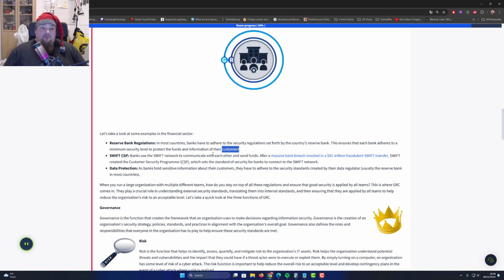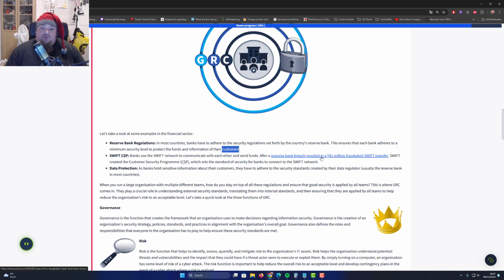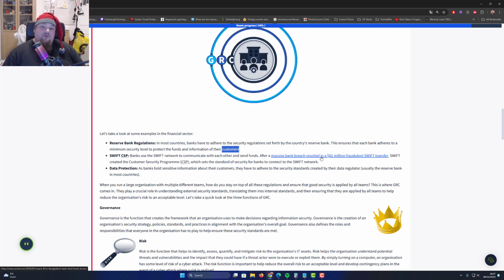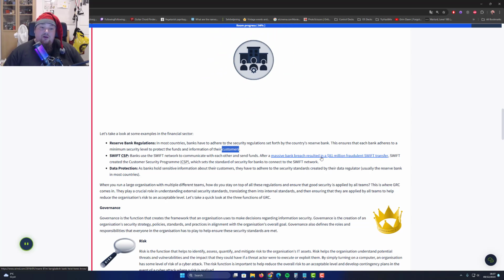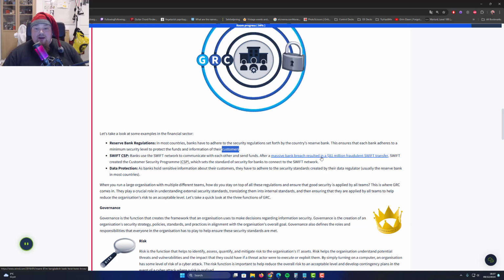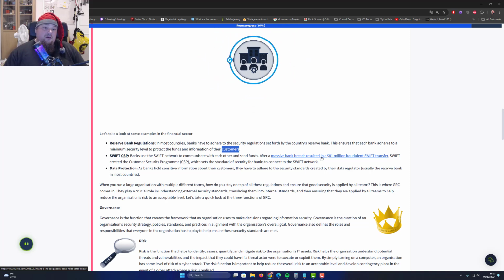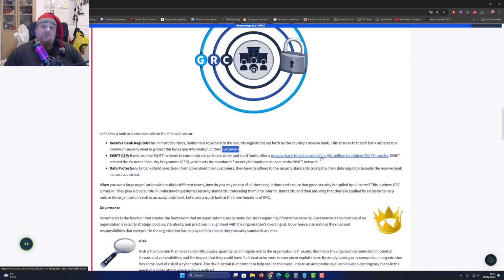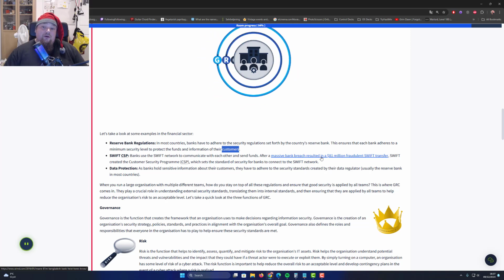The SWIFT CSP. Banks use the SWIFT network to communicate with each other and send funds. After a massive bank breach resulted in 81 million fraudulent SWIFT transfers, SWIFT created the Customer Security Program (CSP), which sets the standard for security for banks to connect to the SWIFT network. Data protection. As banks hold sensitive information about their customers, they have to adhere to the security standards created by the data regulator, usually the Reserve Bank in most countries.